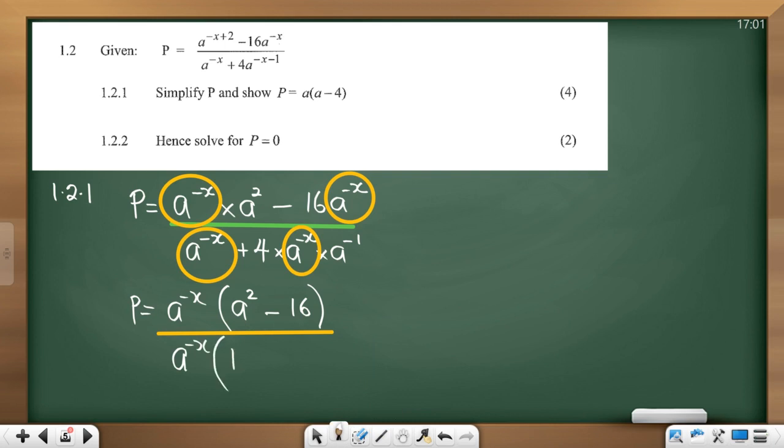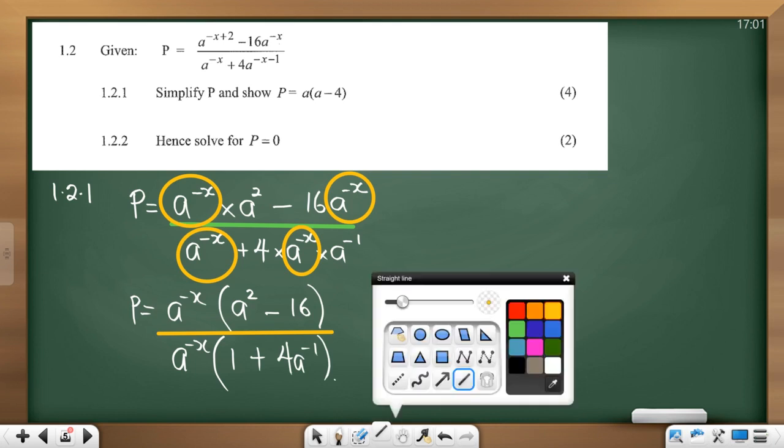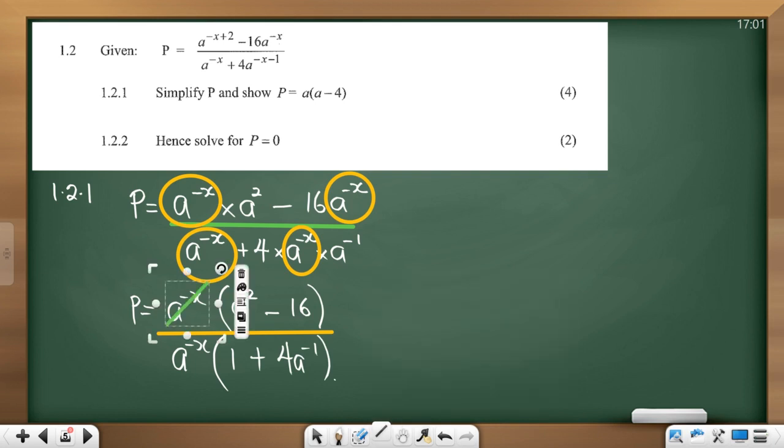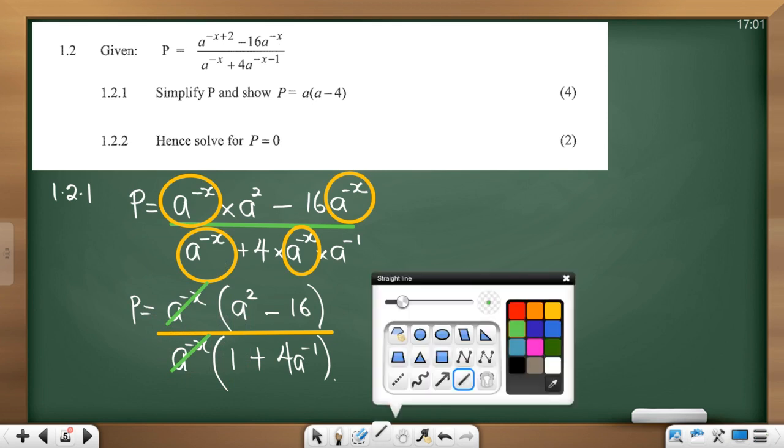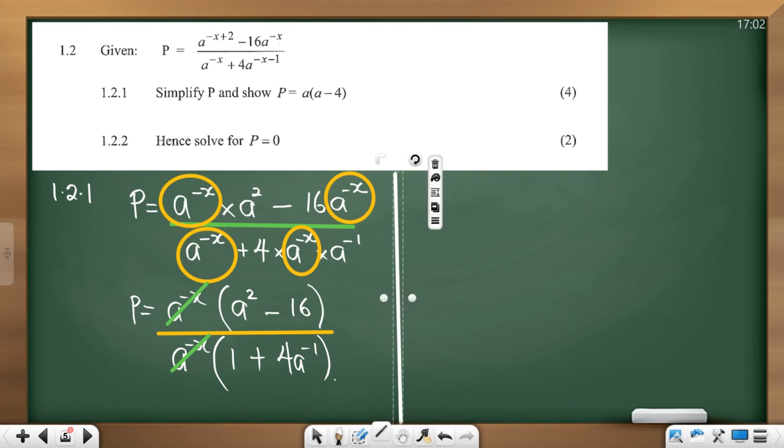There's a 1 there, guys. Please, very important. Plus 4a to the power negative 1. We're getting somewhere. We've already taken out anything that has to do with x. So let's go ahead and simplify further.